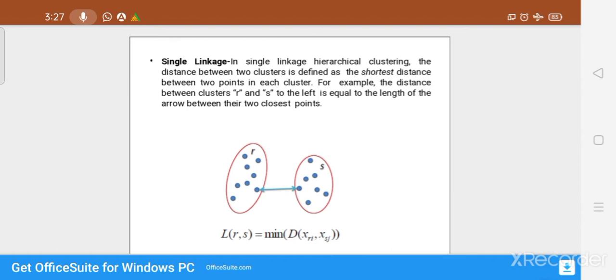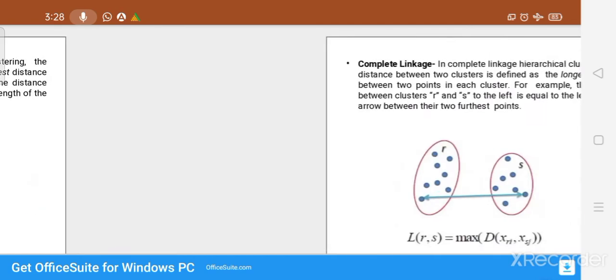So what happens in single linkage, that is, if we consider the distance between two clusters, that can be defined as the shortest distance between two points in each cluster. So here we can see with the help of an arrow the minimum distance between two points in the two clusters. Okay, so that we can define as L of R comma S, meaning we have considered two different clusters R and S. So that's why linkage of R and S is equal to the minimum distance between the points of those two clusters.